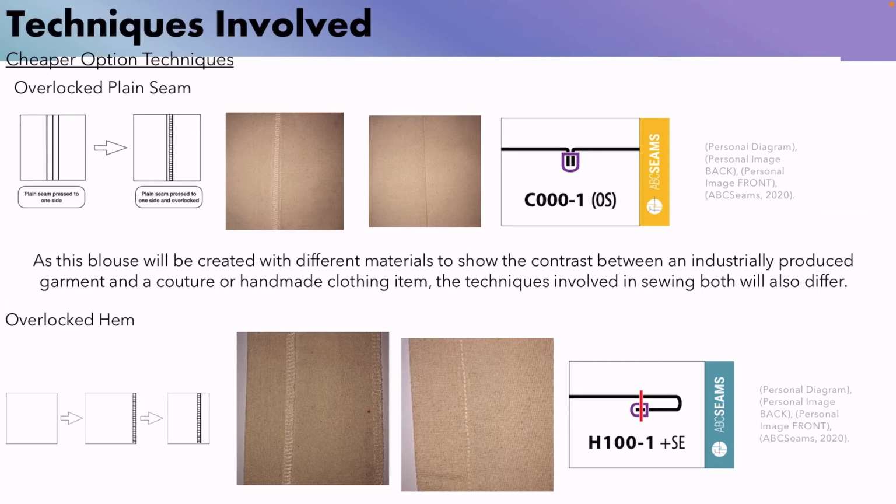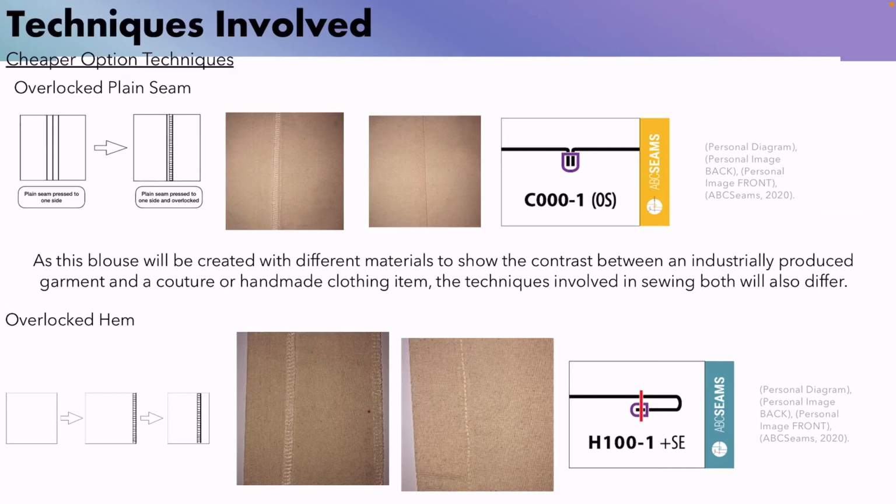The second finish that will be needed for this mass-produced option of this blouse will be the hem. For this, I have chosen a normal overlocked hem. This hem type can be seen in personal images on the lower left of this slide and shows that the raw edge is first overlocked and then sewn into place when folded.